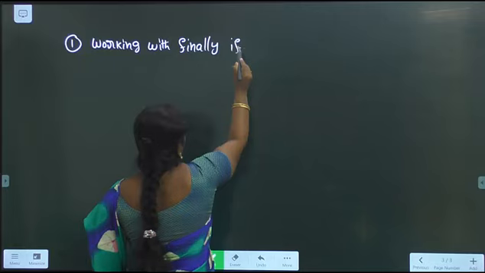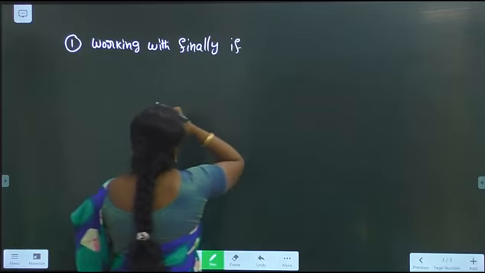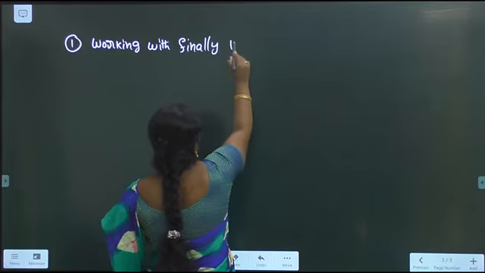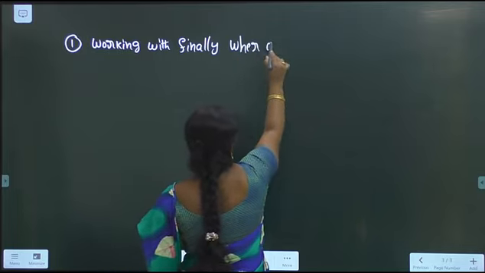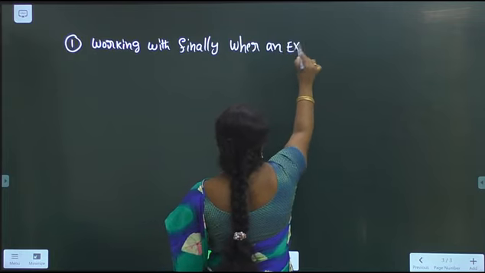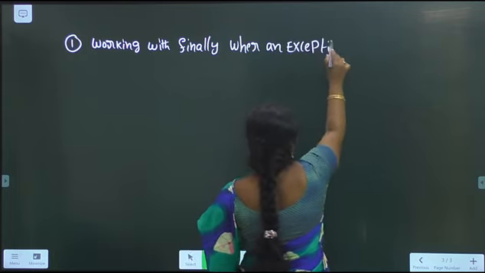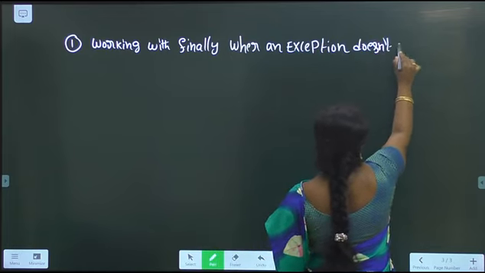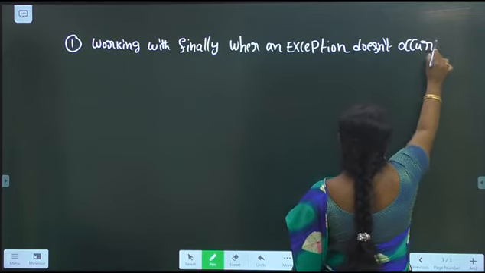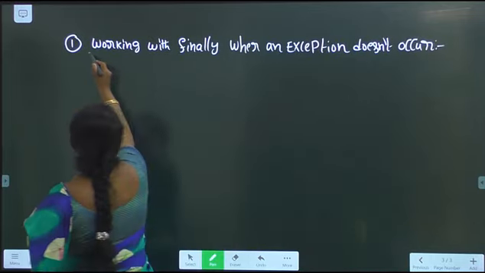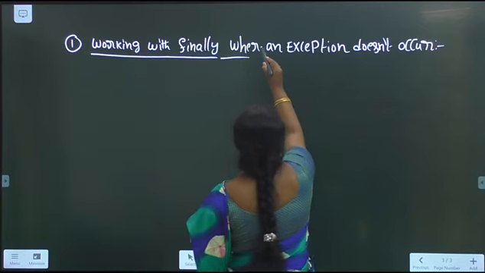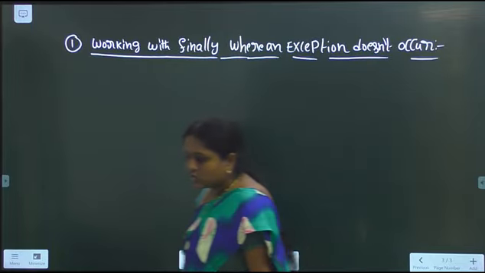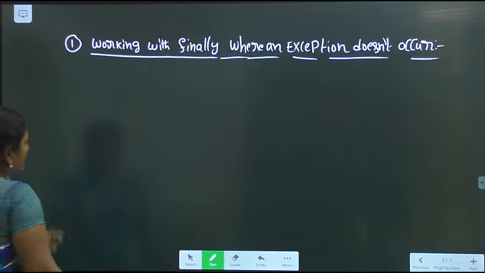Working with finally where an exception does not occur. Here let us see the program. Working with the finally block where an exception does not occur. So here I am writing the program.